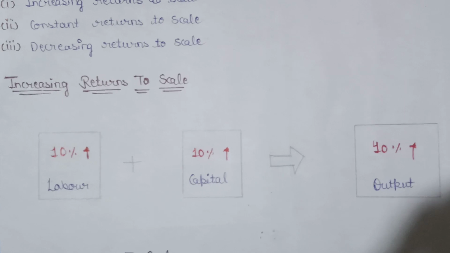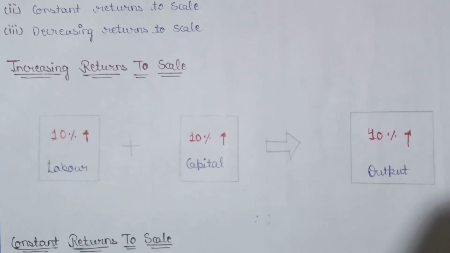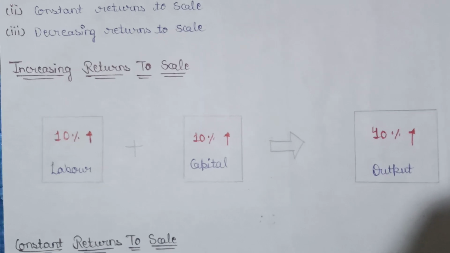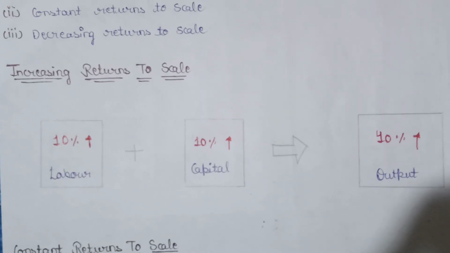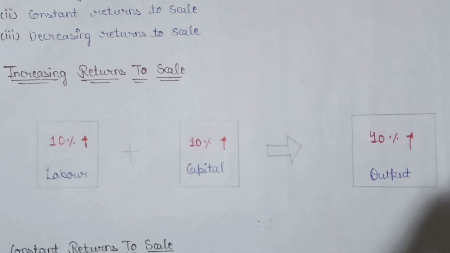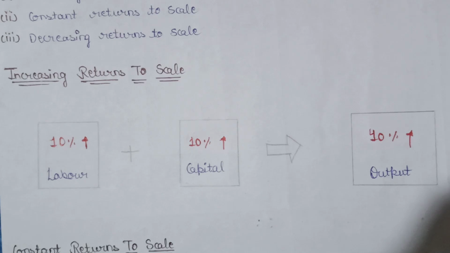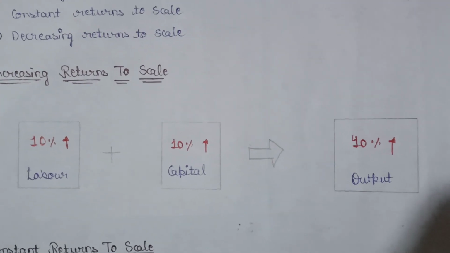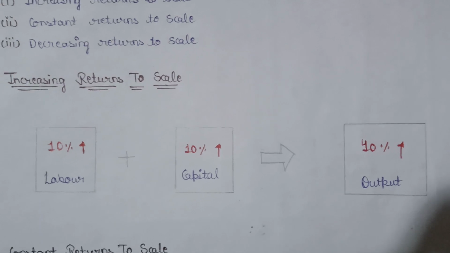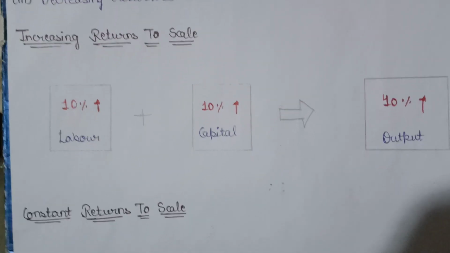First, increasing returns to scale. In this returns to scale, we get the change in output more than the change in the factors or inputs. In this example, we show that when we increase the labor and capital by 10%, we get the change in output by 40%, which is more than the change in input. This is increasing returns to scale.